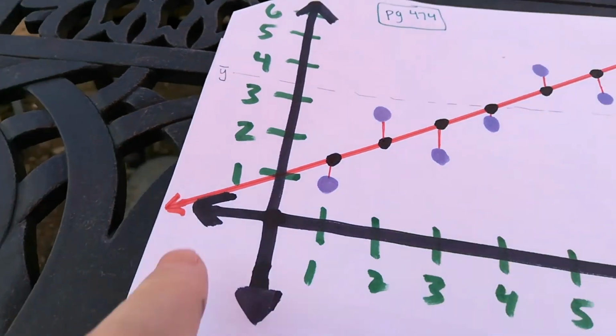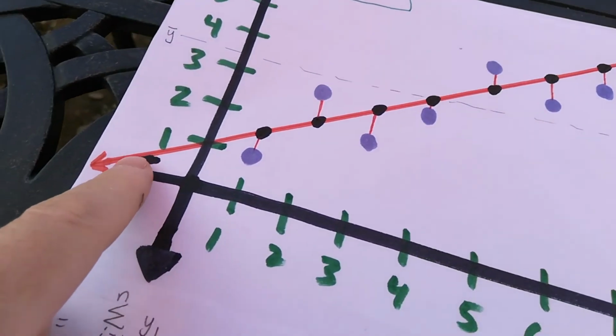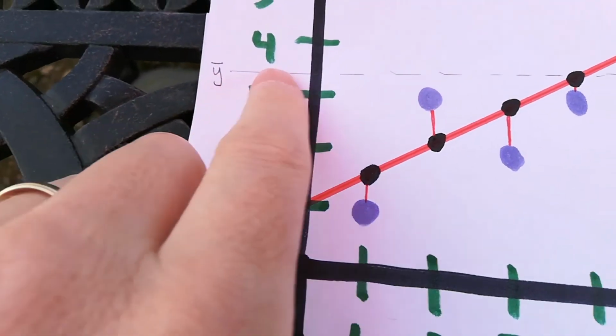So it's 77% better. This line is, I just got, a bug just went up my nose. Okay. So this line right here, this best fit line, is 77% better than using the average right there.